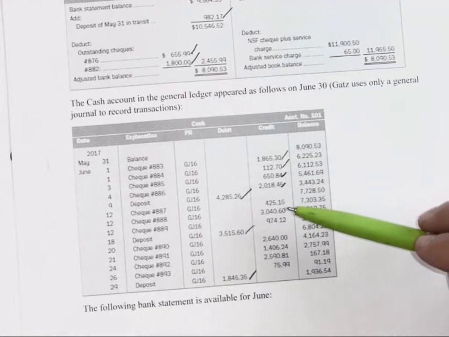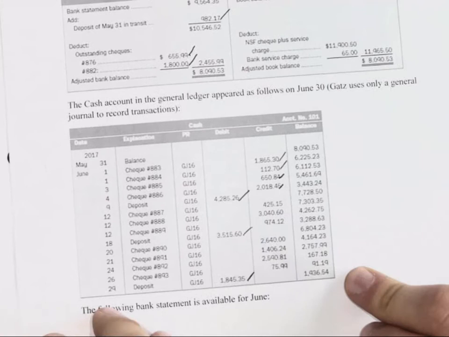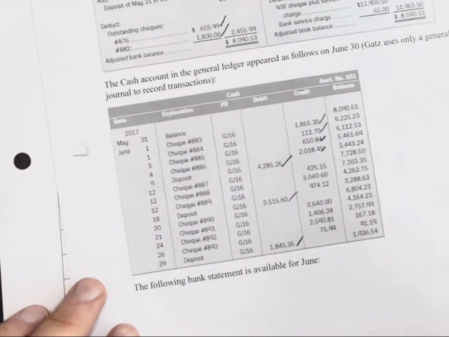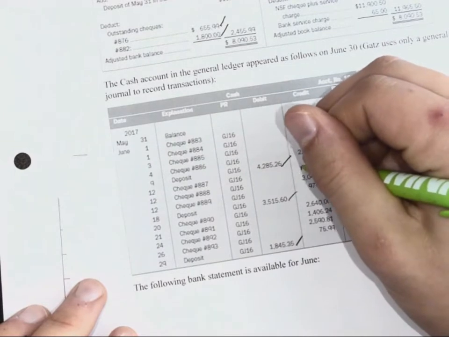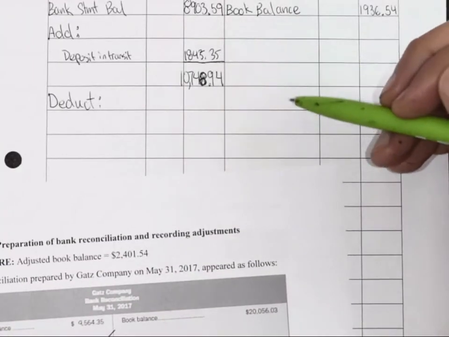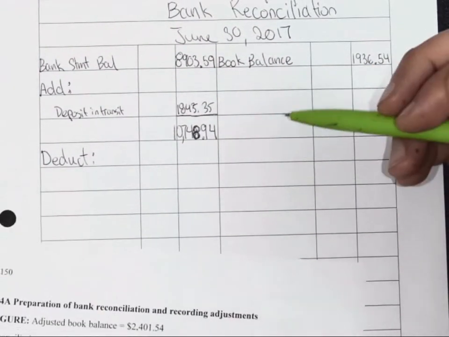We need to adjust our general ledger. We need to adjust this entry. So, for now, we're not going to worry about it. We're going to just put a star beside it. Because remember, we put any adjustments to our book on the right side.